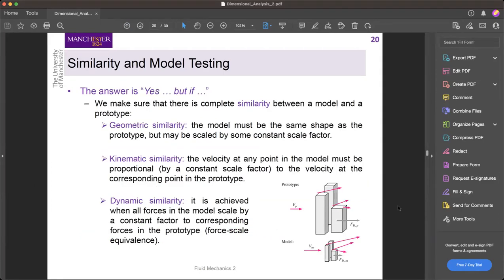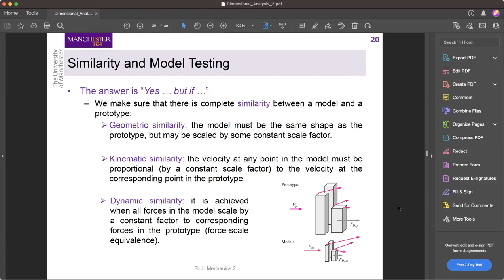This is something very important, guys. So you want to build a model in your garage, of a certain car, for example, or of an airplane. In order to ensure that what will happen to the model is representative of what will happen in real life, you have to enforce three similarities. Geometric similarity, meaning that the model must have the same shape as the prototype, all the lengths should be scaled by the same constant factor.